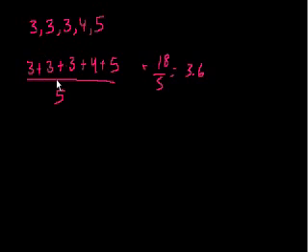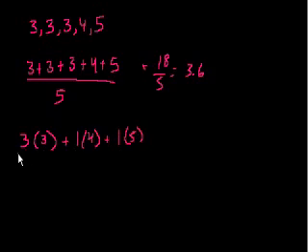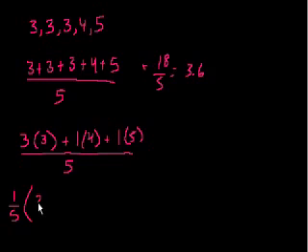If we just rearrange the math here a little bit, we could view it a slightly different way. How many 3's do we have? We have 3 3's, so we could view this as 3 times 3. How many 4's do we have? We have 1 4, so it's plus 1 times 4 plus 1 times 5. All of that divided by 5. This is the same thing, and I'm just doing some basic number manipulation here. This is the same thing as 1/5 times 3 times 3 plus 1 times 4 plus 1 times 5.